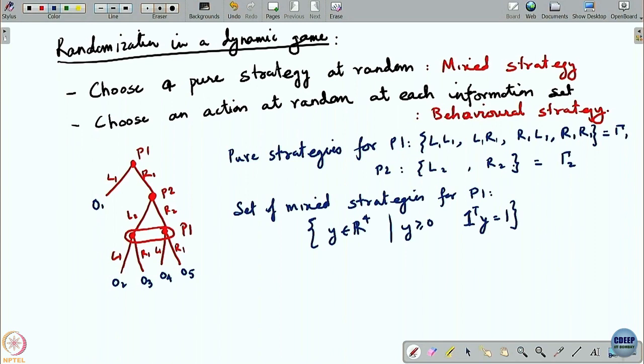Clear? So every point in this set has 4 coordinates, out of which 1 is redundant because 1 transpose y is equal to 1. So you can say this is specified by 3 parameters. So a mixed strategy is specified by 3 parameters. Okay, what about the set of behavioral strategies for player 1?